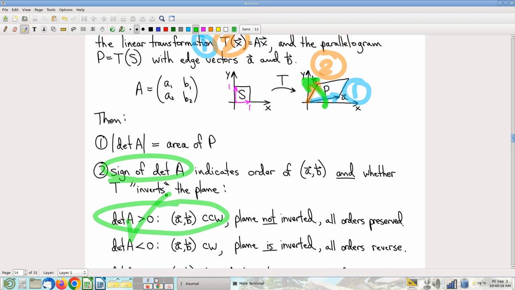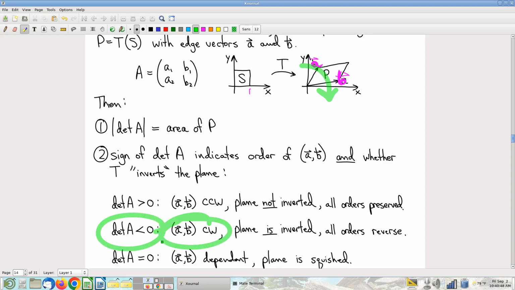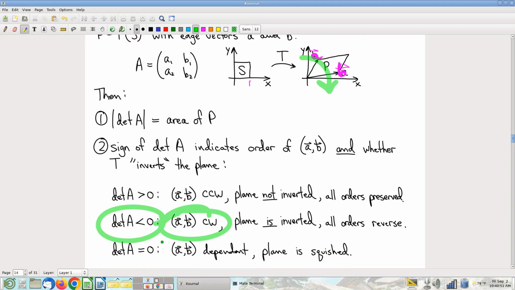So, neat fact. And the other way, of course, you could have vectors such that your first vector, let's suppose that's A, and let's suppose this is B. If that's A and B like that, then AB is clockwise, and clockwise means the determinant is negative. Again, I'm not going to prove this fact, I'm just asserting it, but that's the result.